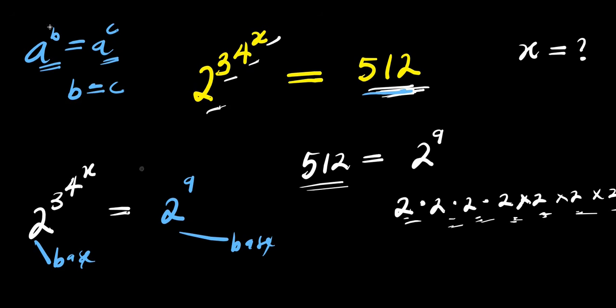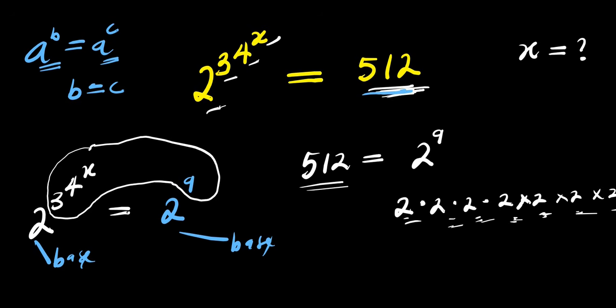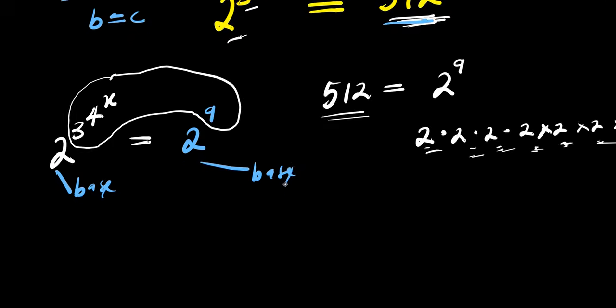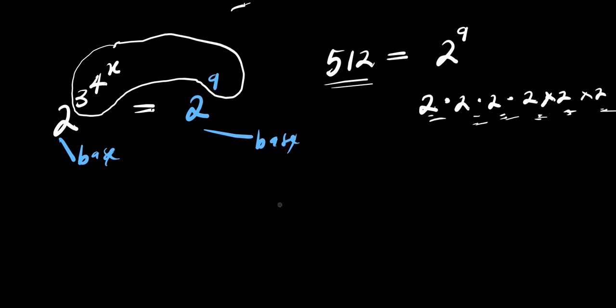Since the two bases are the same, we compare the exponent. So that means this 3 to the power of 4 to the power of x equals 9. So let's copy that out. We are simply going to have 3 to the power of 4 to the power of x, and this equals 9.